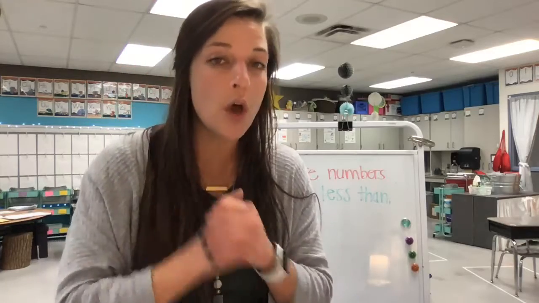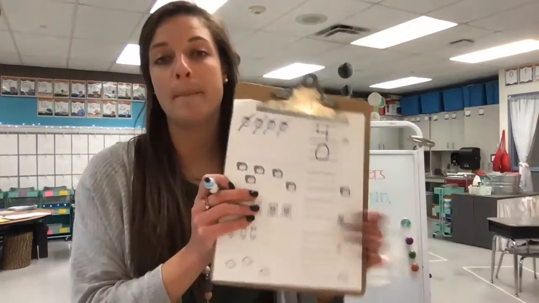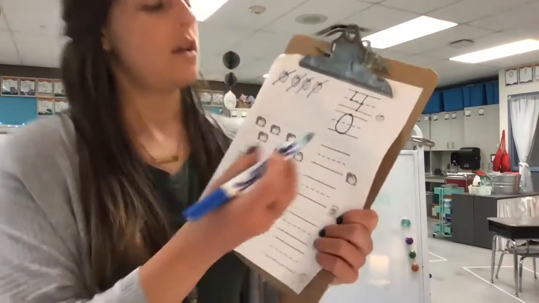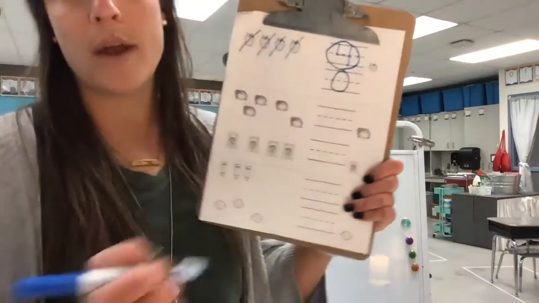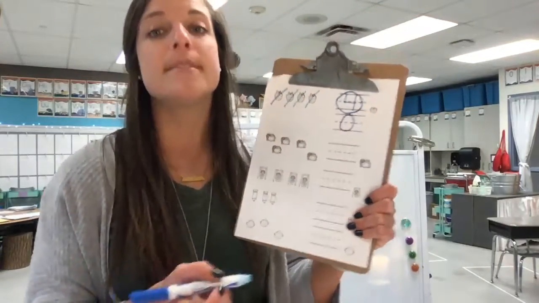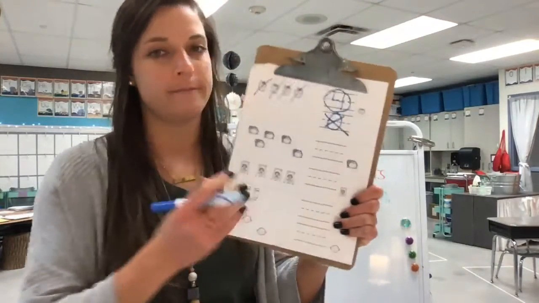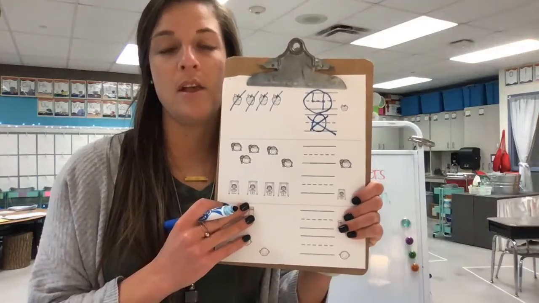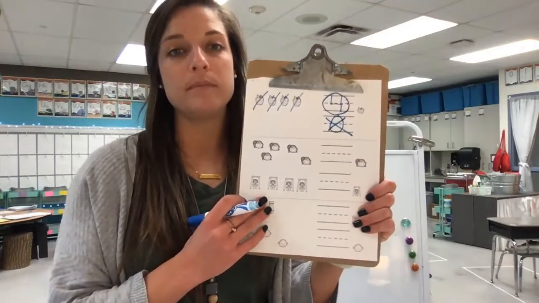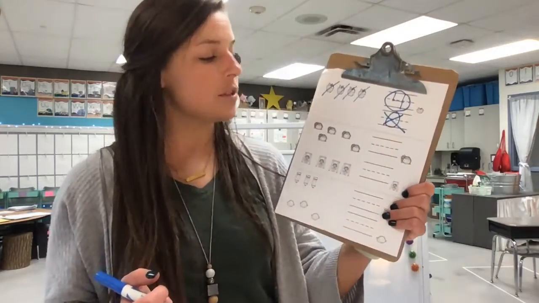Good. So what do we need to circle? What number? 4. Because 4 is greater. What number do we need to X? 0, because it is less. Okay. Good job showing your work. Now we're going to move down to the girls, okay?